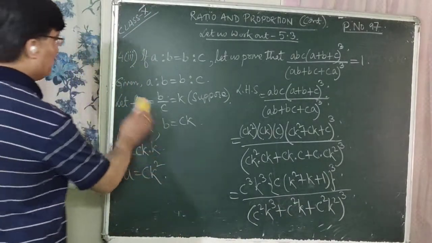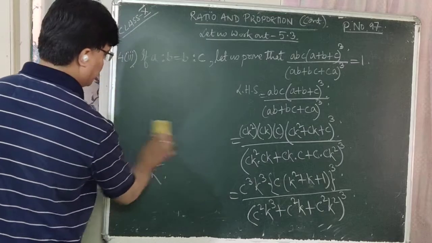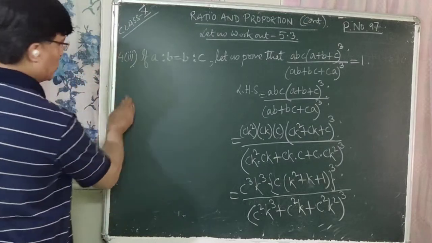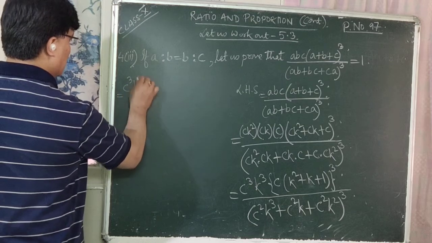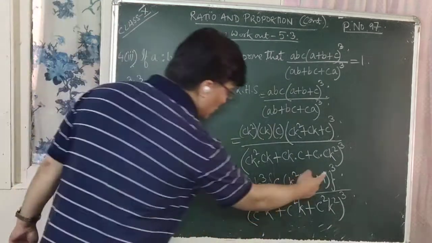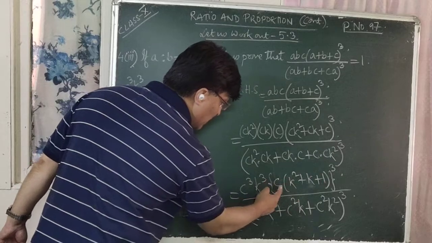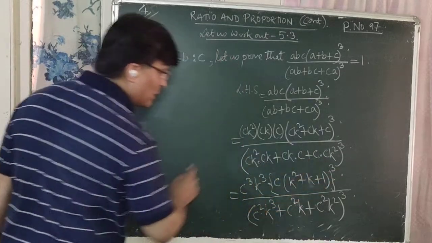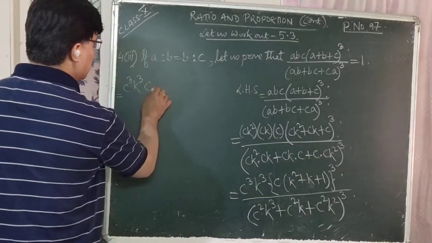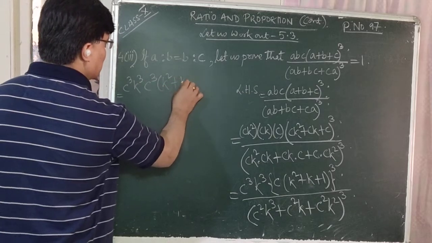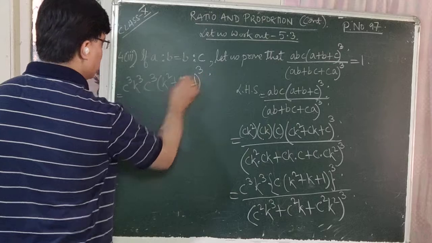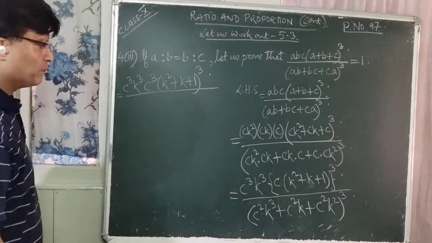So now let us simplify it further. Which is equal to, now this is c cube, k cube. Now this power 3 is for both c as well as k square plus k plus 1. So what do we get? c cube, it is (k square plus k plus 1) whole cube divided by.